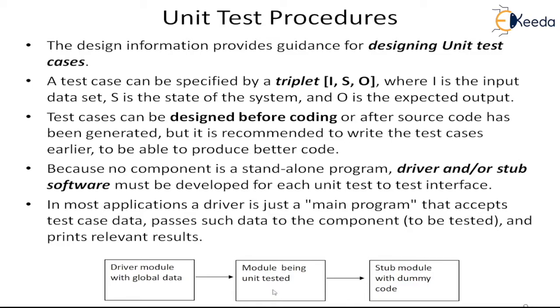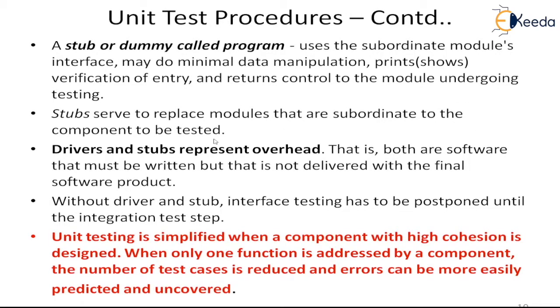Similarly, if this module also uses many other modules for its functionality, then for each of these modules that it is invoking, you have to write stubs. So this will be dummy and this will also be dummy. Both are dummy, and this will have global data and some dummy code, because it has to take in the data and return the right data. So a stub is a dummy called program.